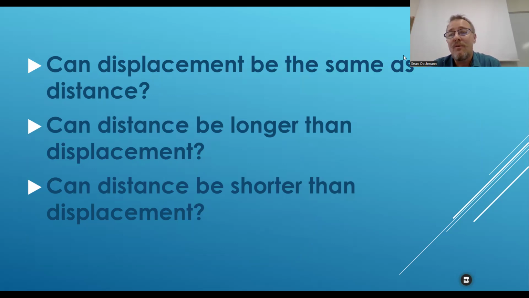Absolutely. If you go a few detours like you did on the first picture, you went over to the right, up, and then left, your distance can be longer than your displacement. Can it be shorter? Absolutely not, because displacement is already the shortest way you can go because it's a straight line. So distance can never be shorter than displacement.